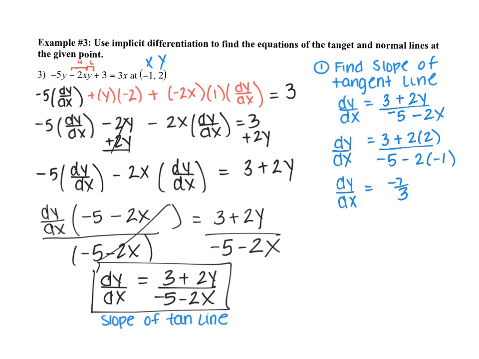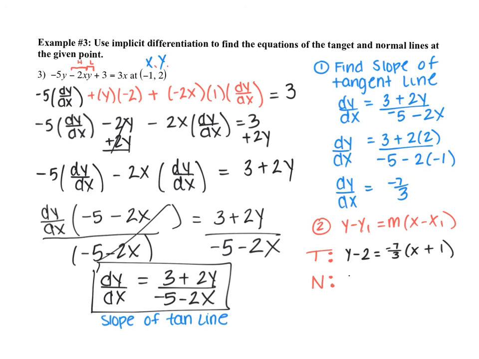So the next step, just to put it all together, we'll call this step 2. Use the formula y minus y1 equals m(x minus x1). I'll put t for tangent line, and I'll put n for normal line. So remember, this is x1, y1, this point right here. And my slope is what we just found, negative 7/3. So if I put it all together for my tangent line, it's y minus 2 equals negative 7/3 times (x plus 1), because we're minusing a negative 1, so it would be positive.